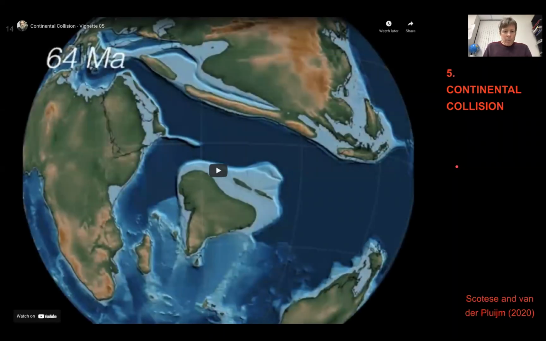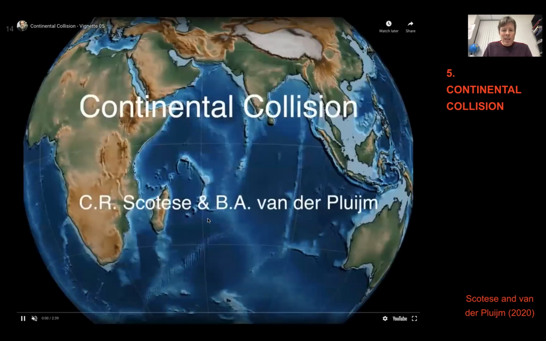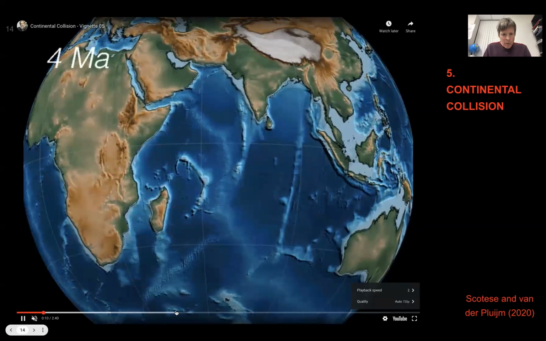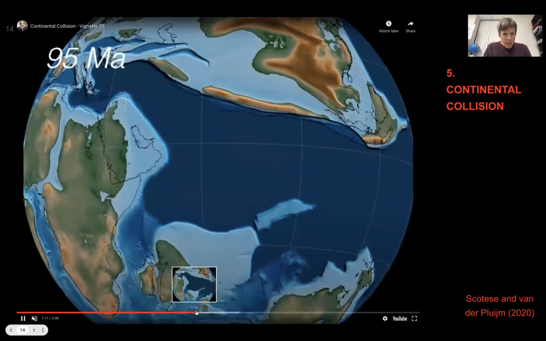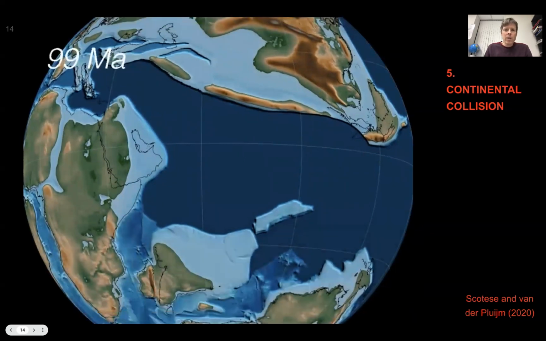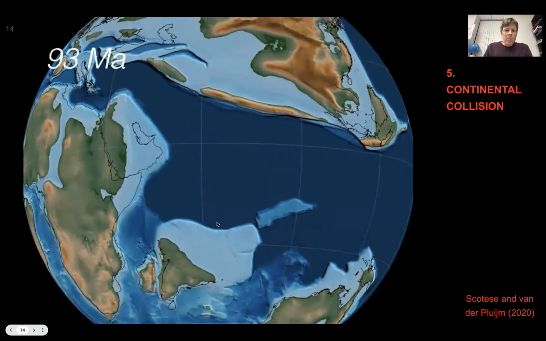Continental collision. We'll play this one just because I think it's a relatively simpler concept to watch. It leaves less to the imagination to be able to watch this. So I'm going to jump ahead at 2 times the speed here and jump ahead to minute 14. And this is going kind of back in time. Here we are at 100 million years ago, and this will speed up to today.